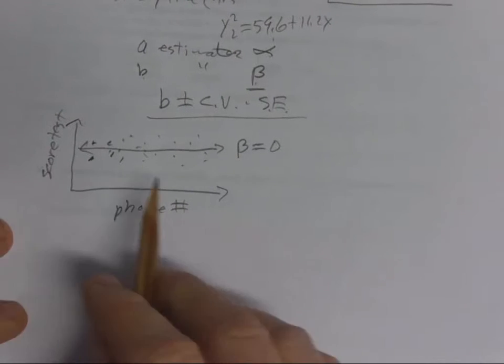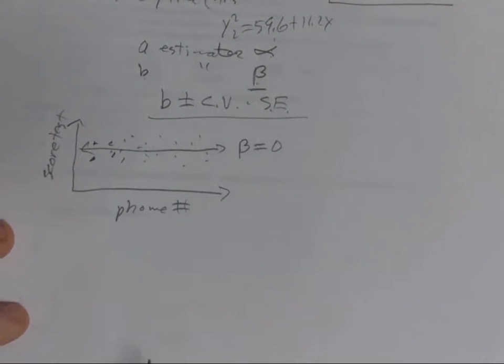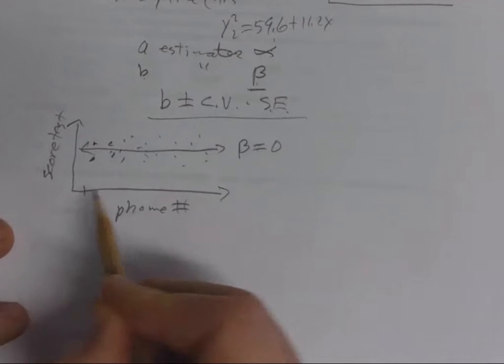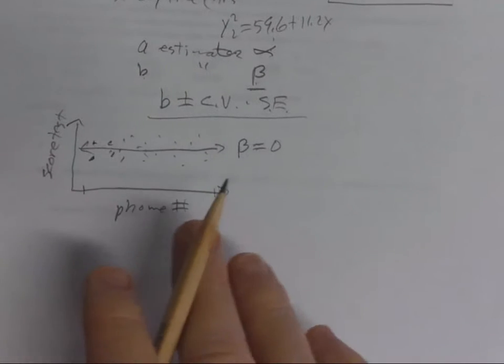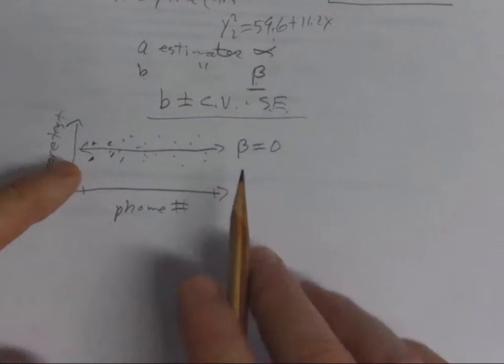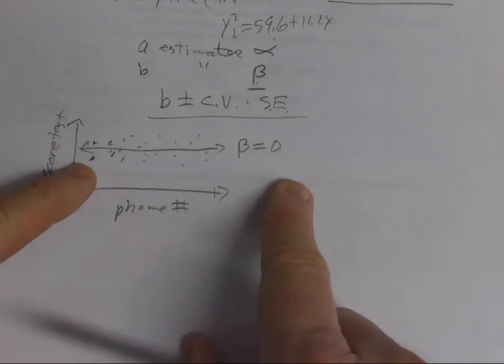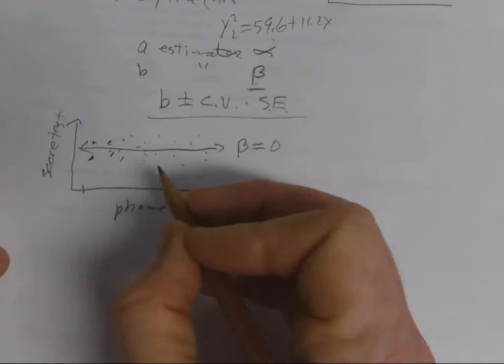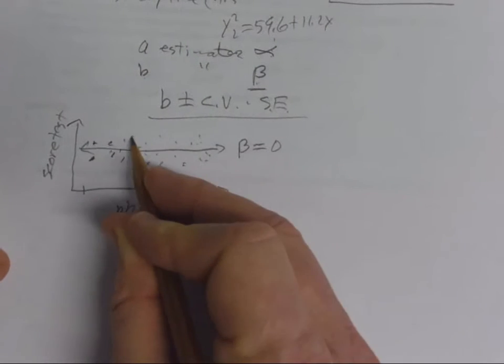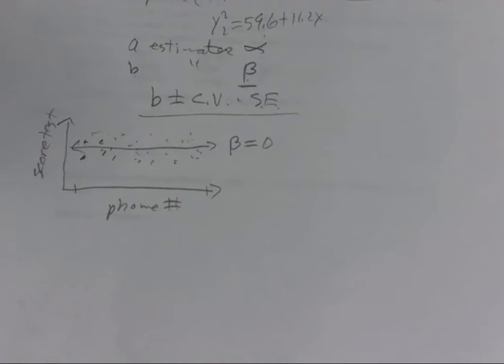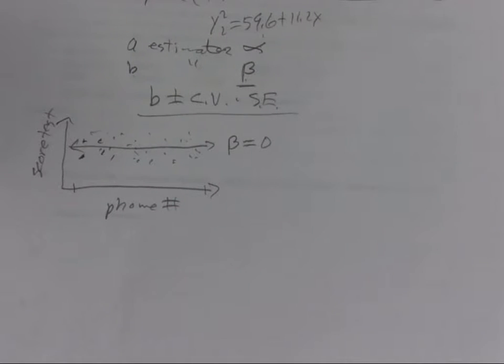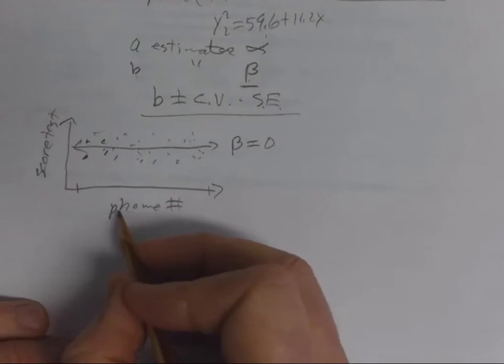All right, and so that's what no relationship looks like. It doesn't matter if your cell phone number is this or your cell phone number is that. There's no relationship, so it will go straight across. And so that's what our null hypothesis is going to be, that there's no relationship. And if there's no relationship, then the points are just going to look randomly scattered and pretty much go straight across.